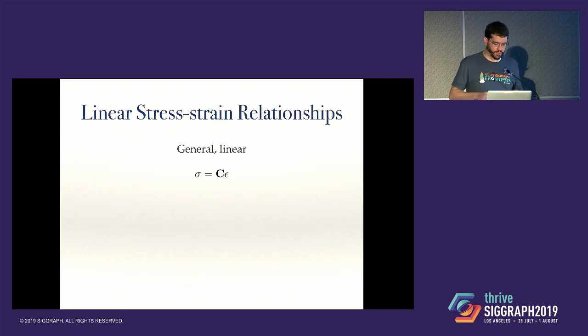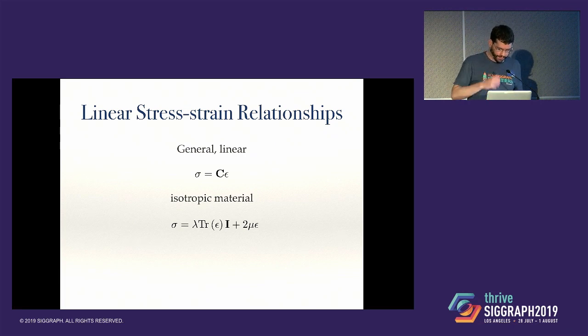In general, for a linear stress-strain model, the stress is equal to some linear function of the strain. C is mapping 9 degrees of freedom to 9 degrees of freedom, so it has 27 possible degrees of freedom. But once we consider that most materials are isotropic, and we know that stress and strain are both symmetric, we actually get down to 2 material parameters for an isotropic material. Lambda and mu is one way to characterize that. These are the Lamé constants, but you might have heard of Poisson's ratio and different elastic moduli.